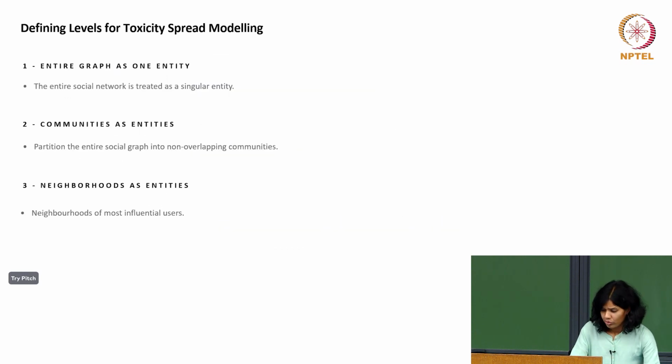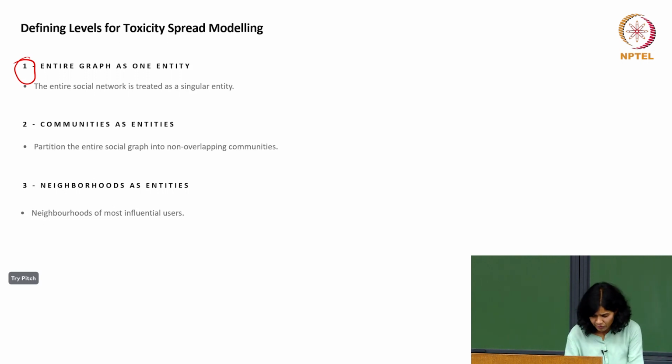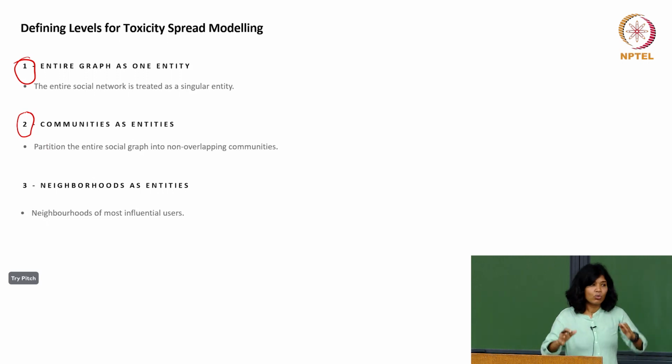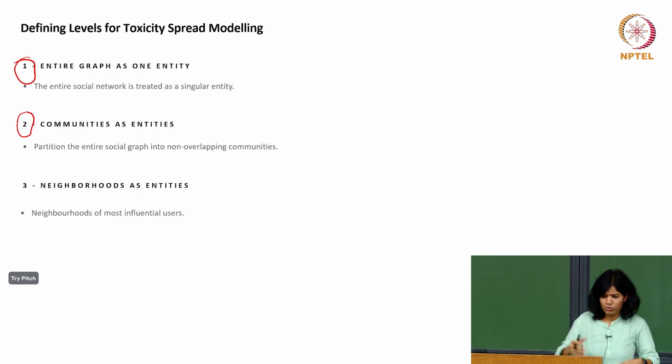Okay, so now we have three different levels of granularity at which we are measuring toxicity. One is the entire graph level, right? That's the first one. If we treat the whole graph as one entity, we compute the average toxicity, which is the average of all the tweets. Second, we don't want to treat the whole graph as one entity. We divide it into different groups, and these groups are communities. So we figure out the communities, and then for each community we do the forecast, right? We do the prediction for toxicity.